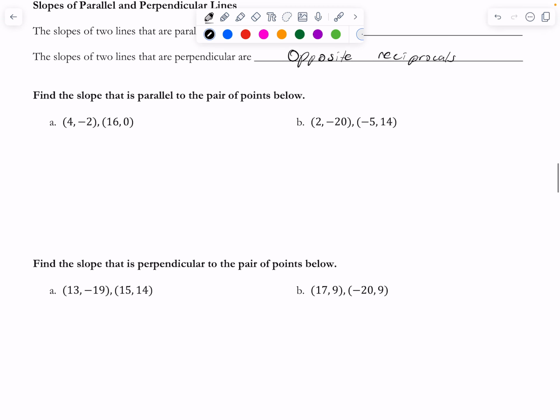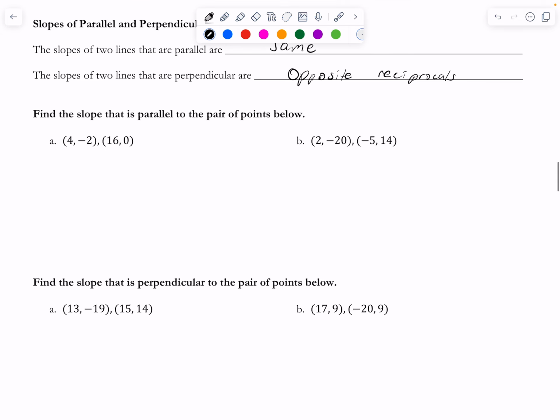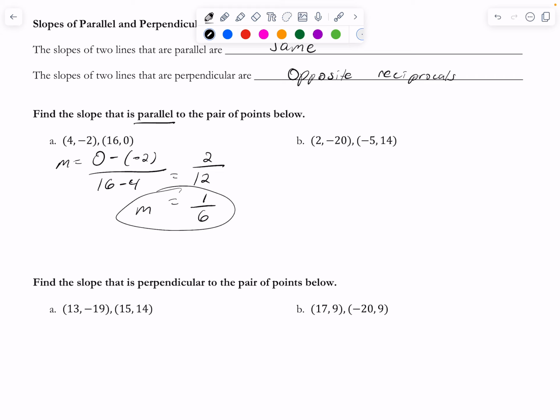All right, so we're going to find the slope that is parallel to the pair of points below. This should be pretty straightforward, very similar to what we've already done in this video. We're going to find the slope of each of these lines, and because they want parallel lines, the slope is going to be the same as what we just found. So the change in y, 0 minus -2, over the change in x, 16 minus 4. 0 minus -2 is really 0 plus 2, which is 2. 16 minus 4 is 12. That reduces to 1/6. So because these are parallel, the slope of the line parallel to this line is also 1/6. Let's go to B.